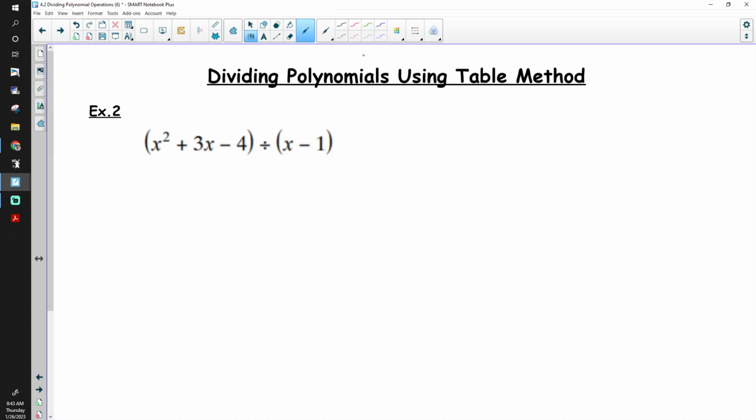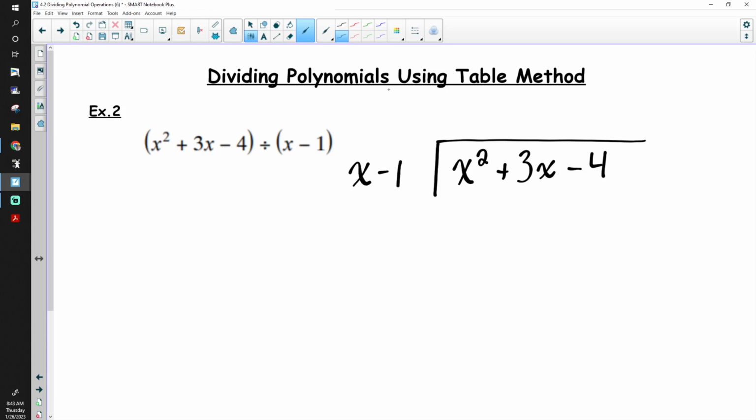Yeah, let's do it again. Okay, let's set it up. Draw your upside down L, an L I kicked over on its side. We got our x squared plus 3x minus 4 on the inside. And we have x minus 1 on the outside. And if you are someone that likes your invisible ones, you can always put those in.